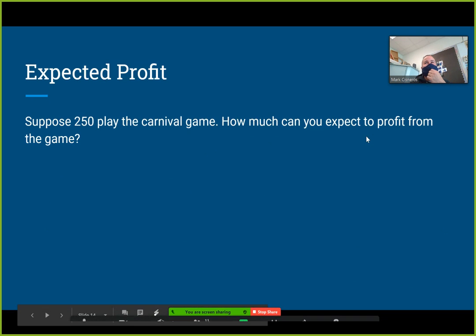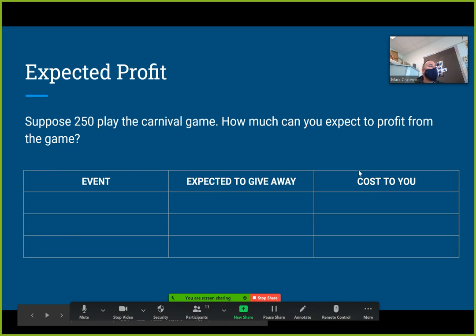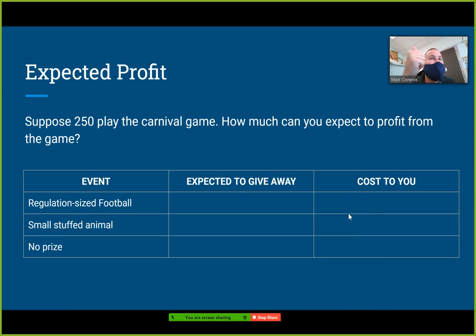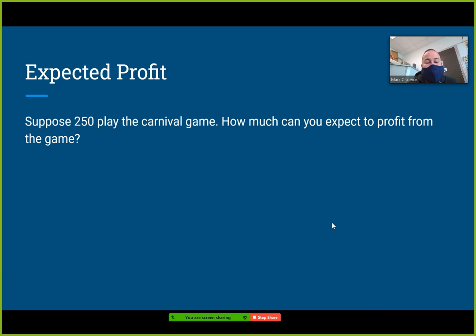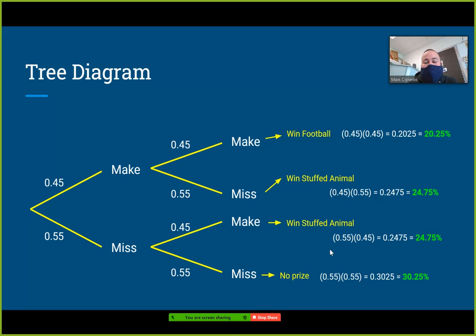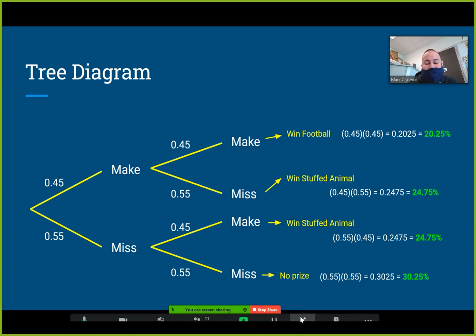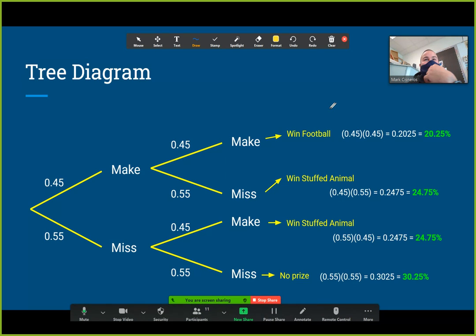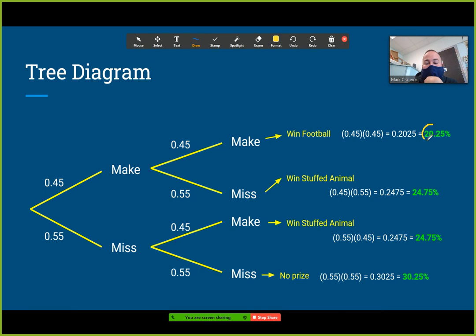All right. Anyway, so how do I figure out how much money I'm going to make? It's pretty simple. We're going to use those percentages. Watch this. There's three different things that can happen. I can win a football, I can win a small stuffed animal, or I can win nothing. If you remember back on this screen, there's a 20.25% chance of winning a football. All that means is I want to find 20.25% of 250 people. How do I do that? How do I find 20.25% of 250 people?